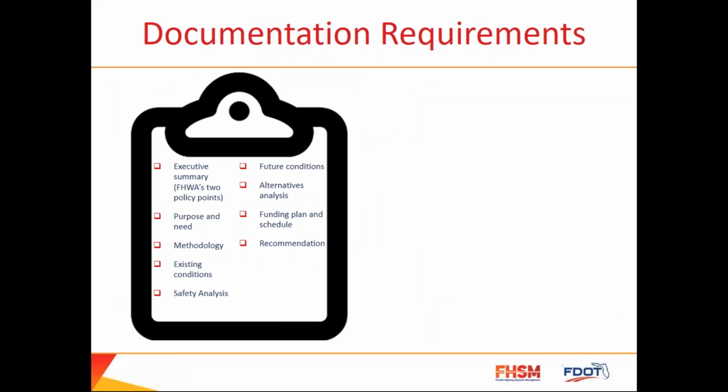This slide shows the documentation requirements that are needed. We must have an executive summary, which includes discussion of FHWA's 2 policy points and how they are being met. We must indicate our purpose and need and explain that in the document. Must include our methodology, what type of analysis we're going to use, what type of software is going to be conducted for the traffic analysis, what type of model we're going to use, etc.